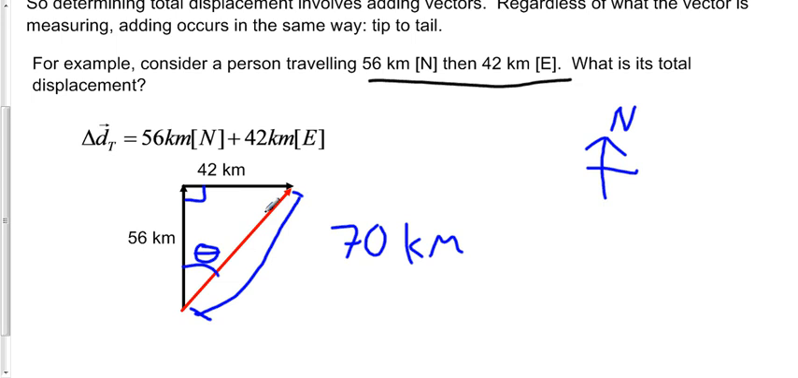But that means this red vector is 70 kilometers long. And this angle turns out to be 37 degrees. And the way I'm going to state that angle is going to be north 37 degrees towards the east, because I think that makes sense. You start pointing your vector towards the north, but then you actually swing it over 37 degrees towards the east.